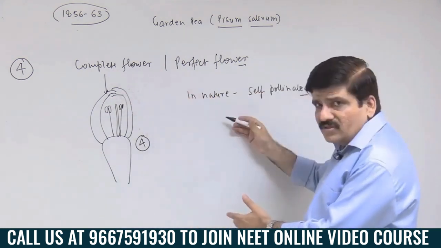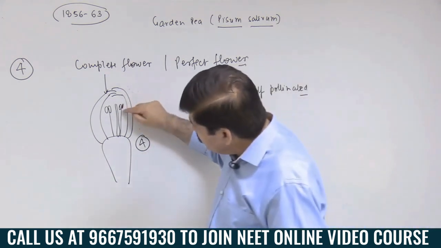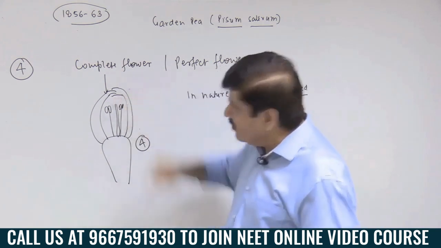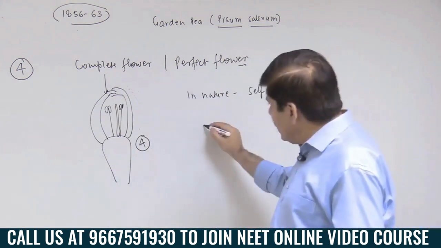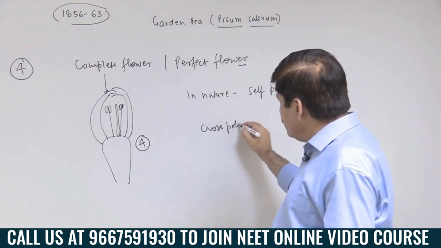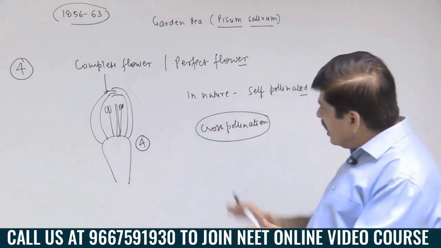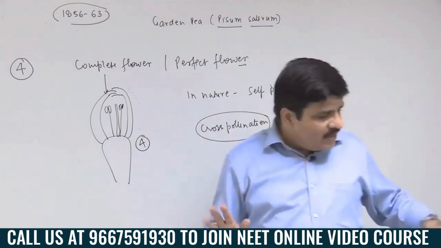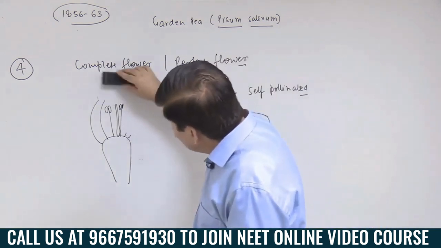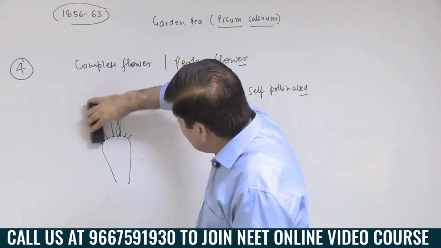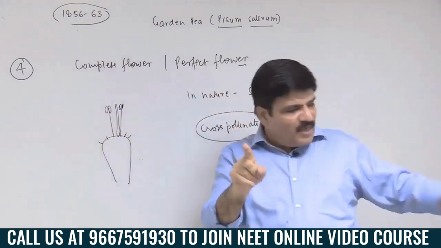So in natural circumstances, the plant will be self-pollinated, which means that the pollen of this particular flower will land on the stigma of this flower only. This is called self-pollination. But you can achieve cross-pollination in them. That means they can be cross-pollinated as well. But for that to happen, something must be done. And that something is that first you remove the accessory parts, obviously, and expose the stamens and the carpel or the pistil.